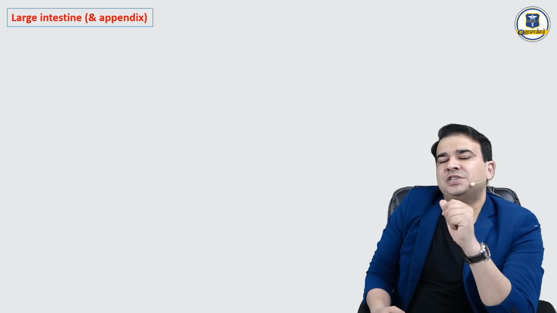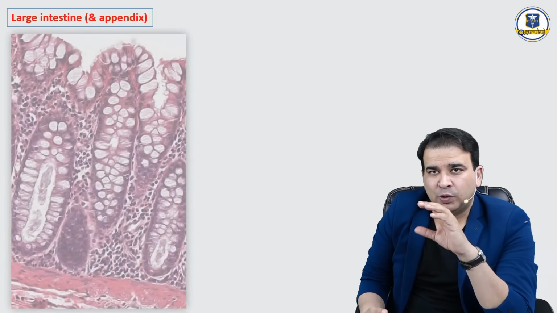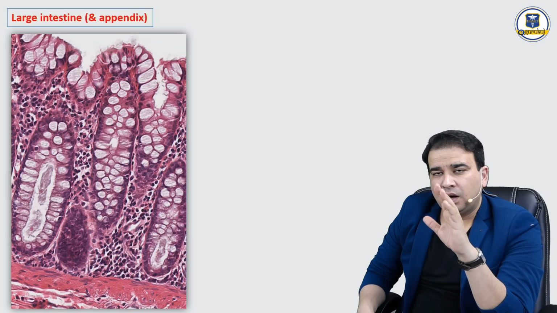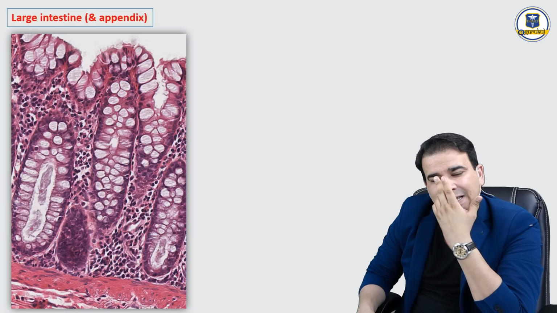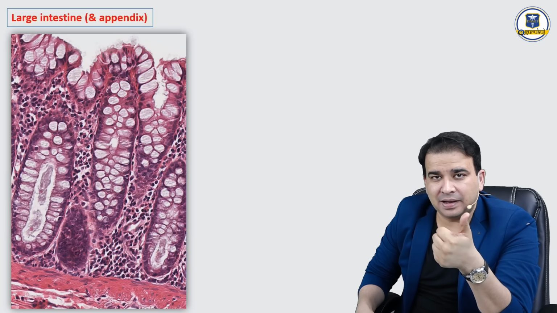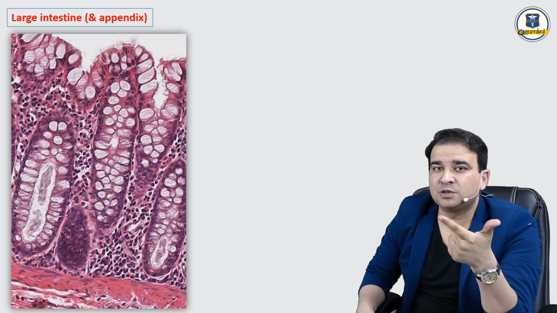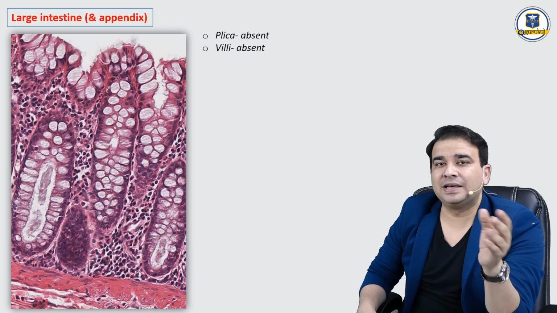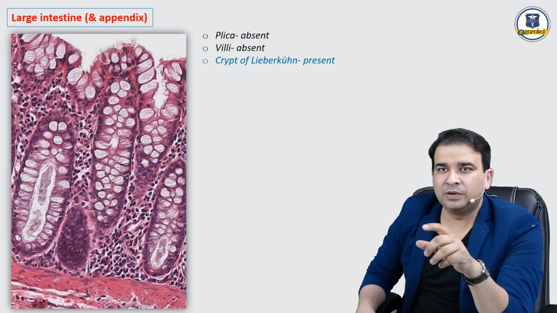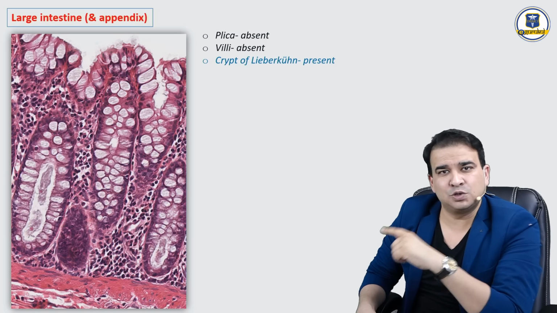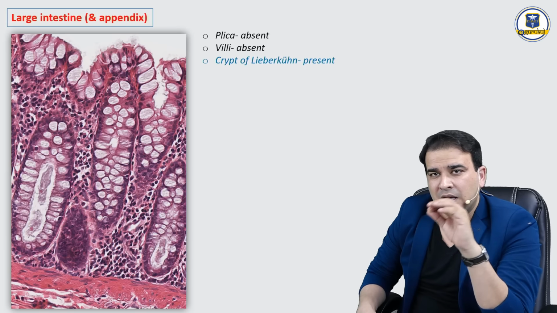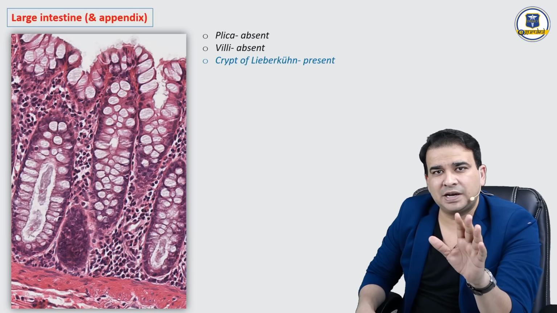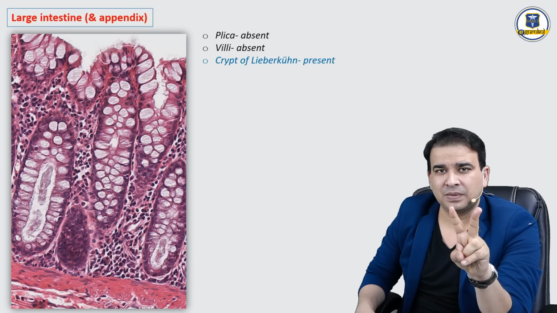Now moving on to the large intestine, including the appendix. If you look at the picture, the histological section of the large intestine, the lining epithelium is different from the small intestine by the absence of the plica circularis, and also the absence of the villi. But what they have, which is also present in the small intestine, is the crypt of Lieberkühn. The crypt of Lieberkühn is a feature of the small intestine, and so is a feature of the large intestine as well. So basically the lining epithelium of the large intestine is just like the small intestine only, with 2 major differences that you should remember.